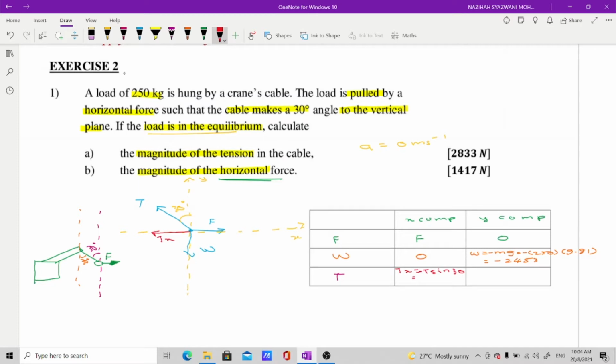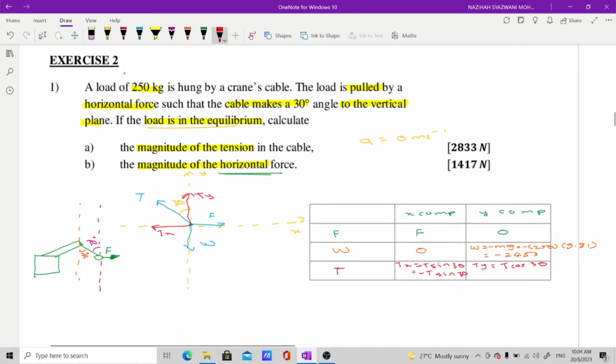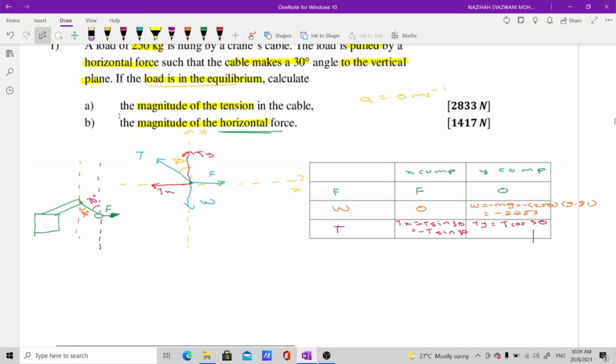Substitute T. T is what we are looking for, and sine 30, I'll just put here sine 30. So, T sine 30. For the y component of T, if you resolve Ty, it would be upward. This is your Ty. So Ty is T cos 30. We can just leave it like that. Let's continue in finding the tension and the horizontal force.